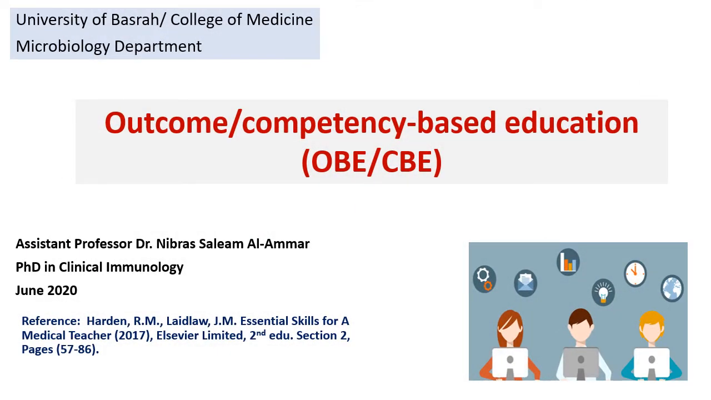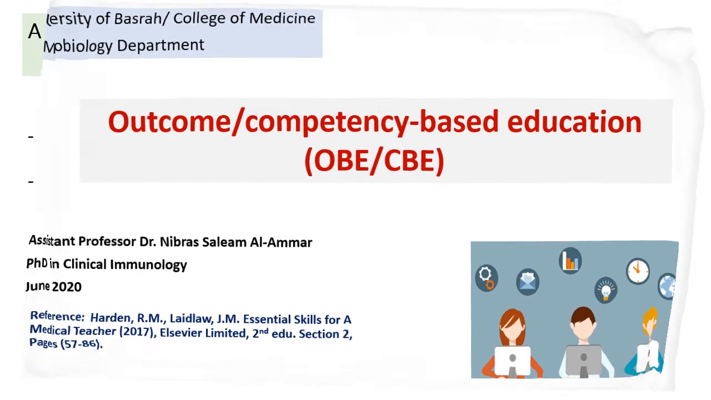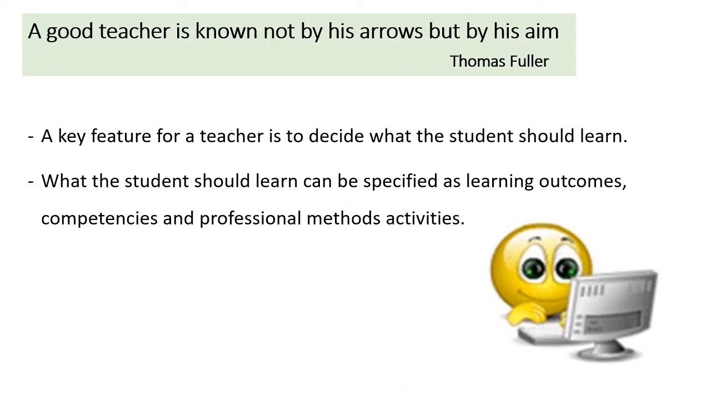Competency-based education. A teacher is known not by his aura, but by his aim. A key feature for a teacher is to decide what the student should learn. What the student should learn can be specified as learning outcomes, competencies, and professional methods, activities.